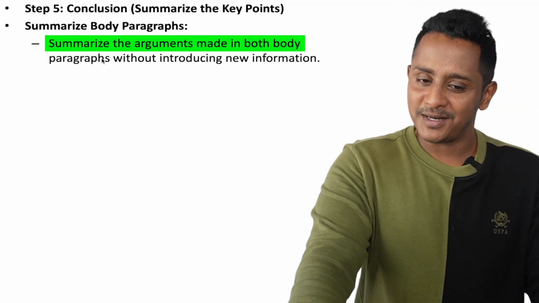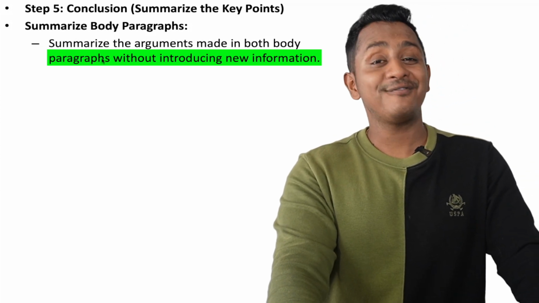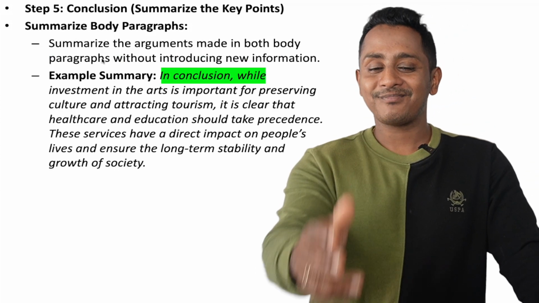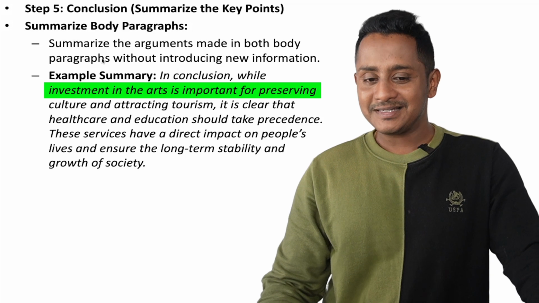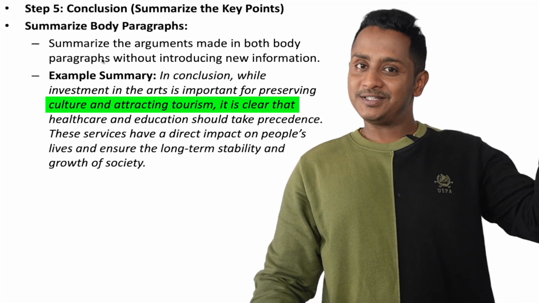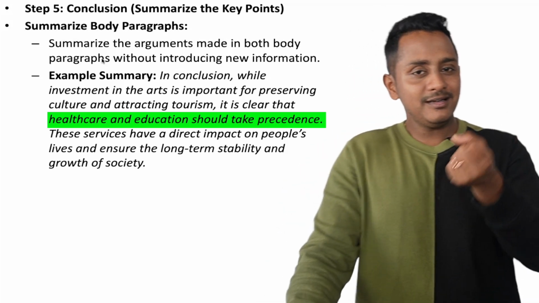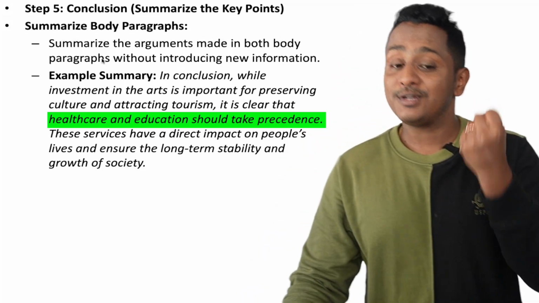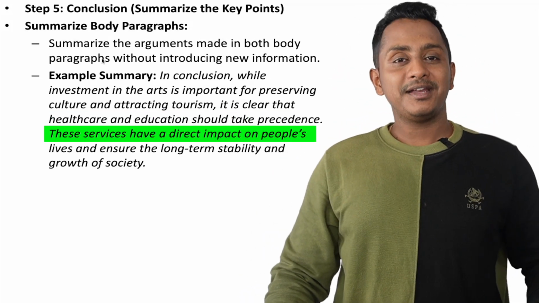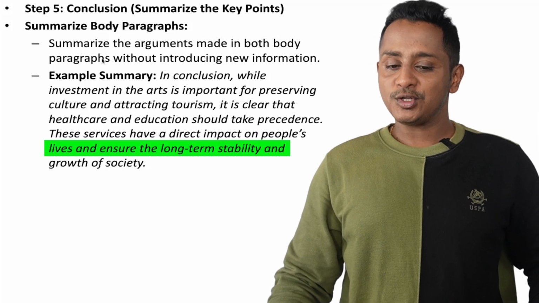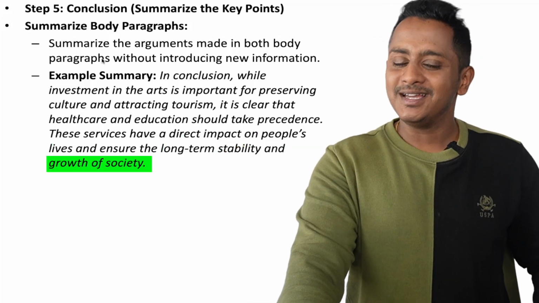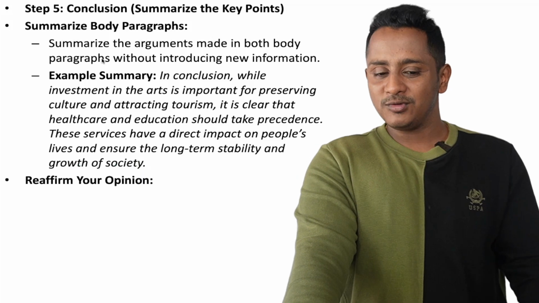Summarize the arguments made in both body paragraphs without introducing new information. It's very, very important. In conclusion, while investment in the arts is important for preserving culture, nation's heritage, that's what we wrote, attracting tourism, it is clear that healthcare and education should take precedence. These services have a direct impact on people's lives and ensure the long-term stability and growth of society. If you want, you can write a second line, otherwise remove this.